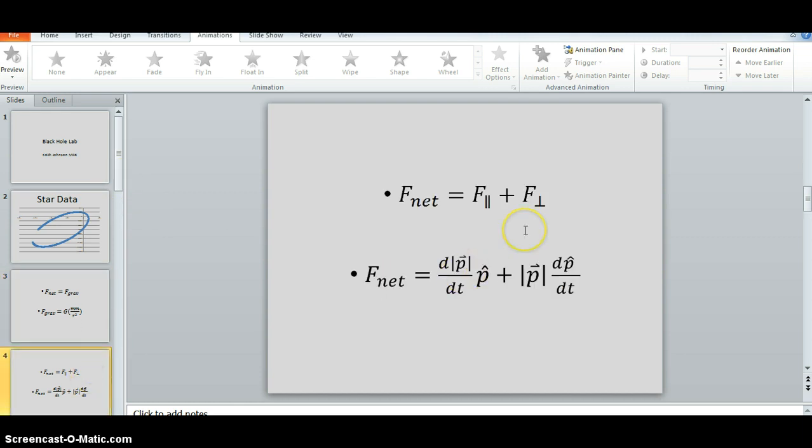This force can be split into parallel and perpendicular components. The parallel component is equal to the change in the magnitude of momentum over the change in time. And the perpendicular component is the magnitude of the momentum vector times the change in direction.